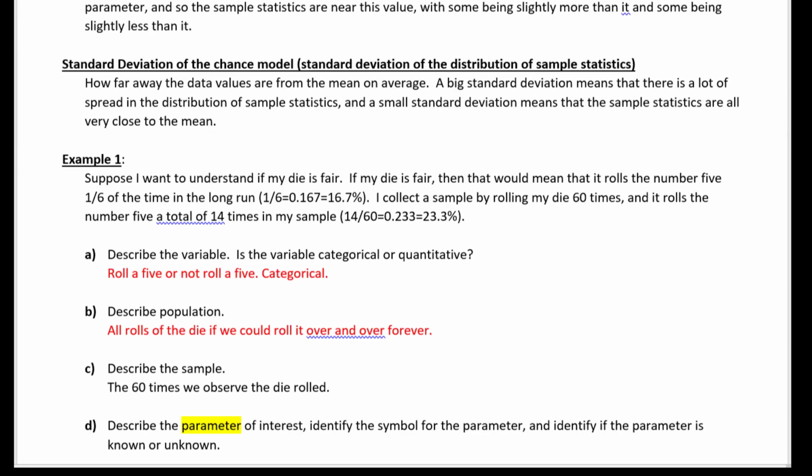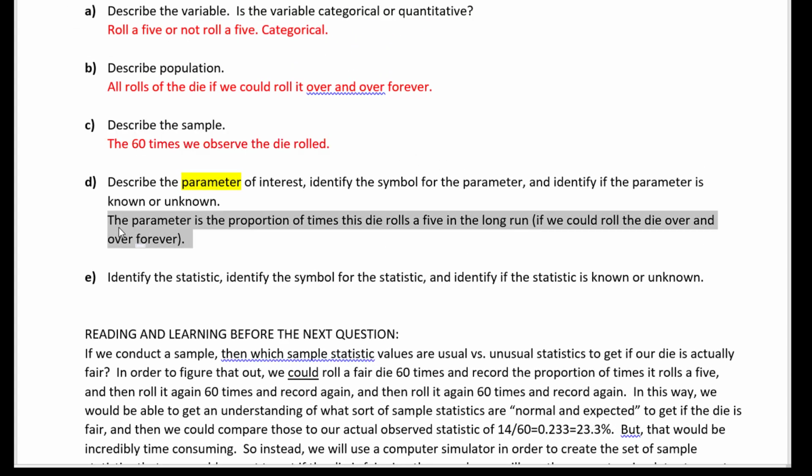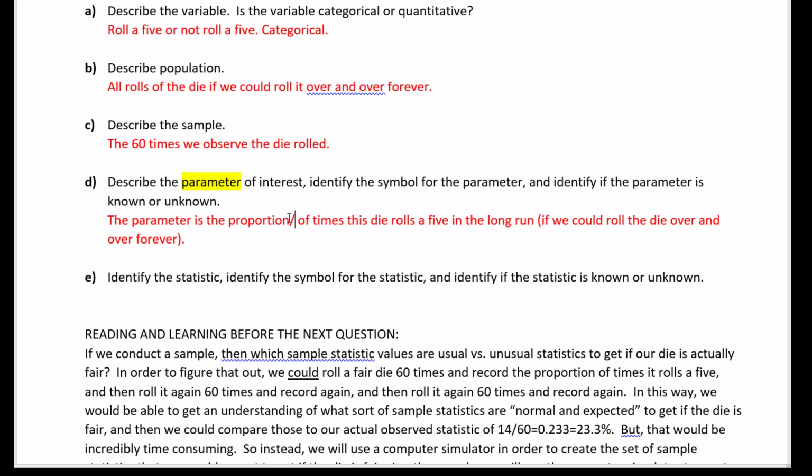So back to our die-rolling problem down here. It said describe the parameter of interest. Again, it's the proportion of times that it rolls a 5 in the long run, meaning if we could roll it over and over forever, the proportion of times we'd get a 5, the fraction of times we'd get a 5, the percentage of times we'd get a 5. The parameter is that percentage. The parameter is that fraction. The parameter is that proportion. It is unknown because we can't possibly roll the die forever. So we don't know the fraction of times it would actually roll a 5 if you rolled it forever.